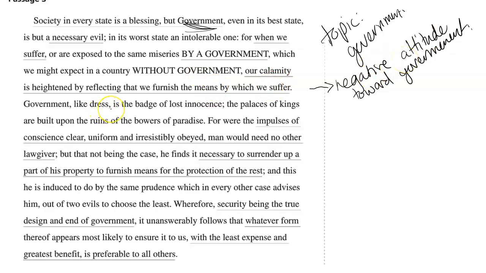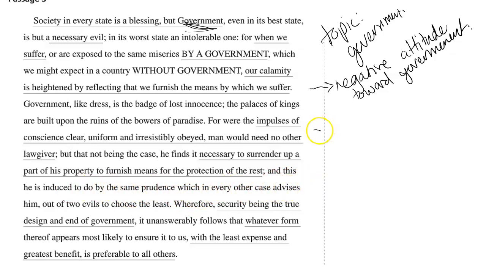Government, like dress, is the badge of lost innocence. The palaces of kings are built upon the ruins of the bowers of paradise. For where the impulses of conscience clear, uniform and irresistibly obeyed, man would need no other lawgiver. But that not being the case, he finds it necessary to surrender up a part of his property to furnish means for the protection of the rest. And this he is induced to do by the same prudence which in every other case advises him out of two evils to choose the least.